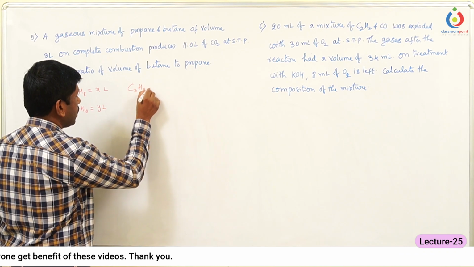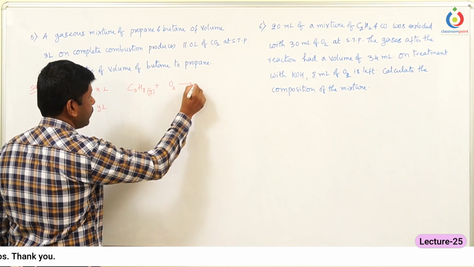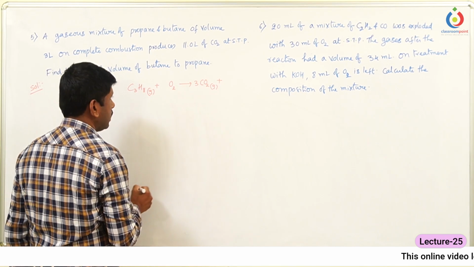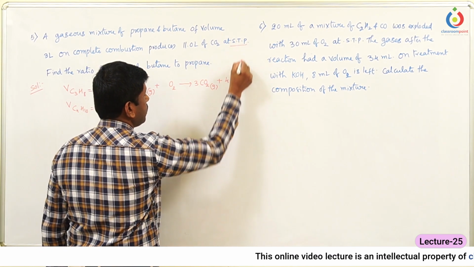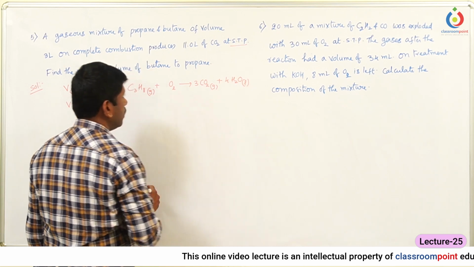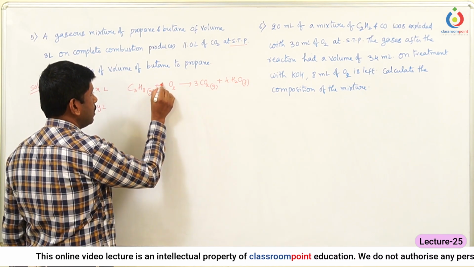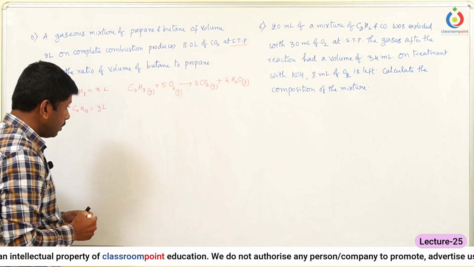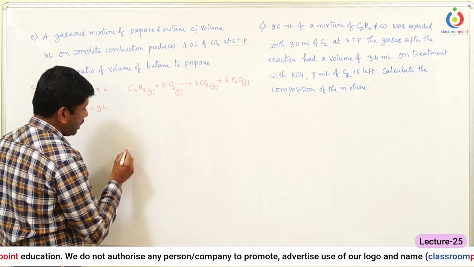C3H8 in gaseous state reacts with oxygen, produces 3 moles of carbon dioxide plus 4 moles of H2O, but at STP that is liquid. Now we need to balance the oxygen. Here 6 plus 4 is 10 oxygen, so 5 moles of oxygen in gaseous state. And similarly, let us write down the balanced equation for the butane combustion reaction also.